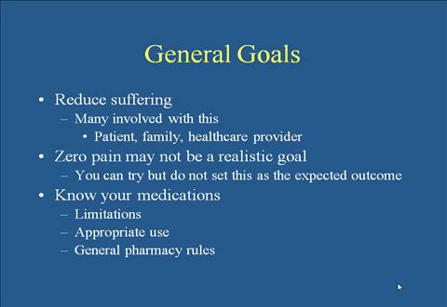So first off, I'd like to throw out some general goals for what we're doing with pain management in this particular patient population, or any patient population for that matter. The ultimate goal is to reduce suffering. Suffering is an endpoint of many different disease states, but particularly with pain, we're trying to help reduce this as much as we can. And it's not just the patient. Many people are involved. We tend to target the patient because that's who we're treating, but certainly family can also be suffering along with the patient.